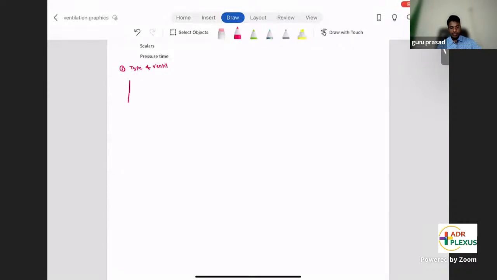For example, if I show the waveform like this, and if I show the waveform like this, then I will ask you in both of the graphs, which is the pressure control and which is the volume control mode of ventilation. We know in the pressure control ventilation, the pressure reaches the peak in the beginning of the inspiration itself, whereas in the volume control ventilation, at the end of the inspiration it peaks. So basically, by seeing this graph, you can tell which is the pressure control ventilation and which is the volume control ventilation.